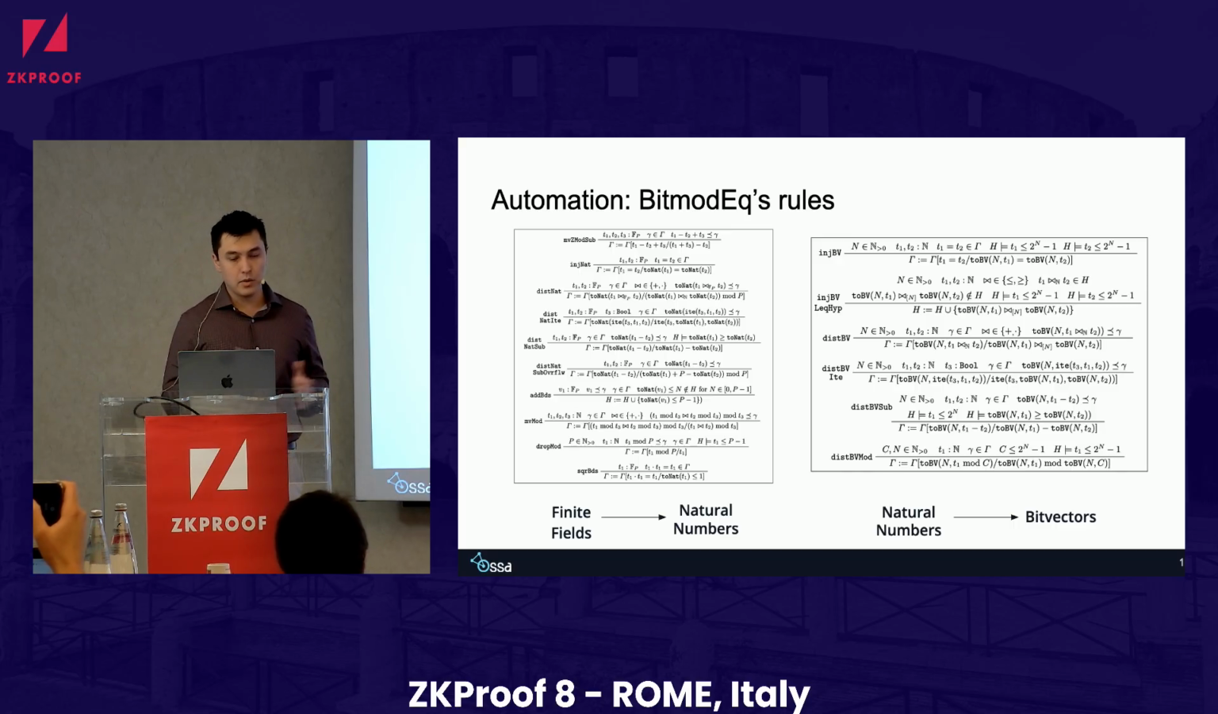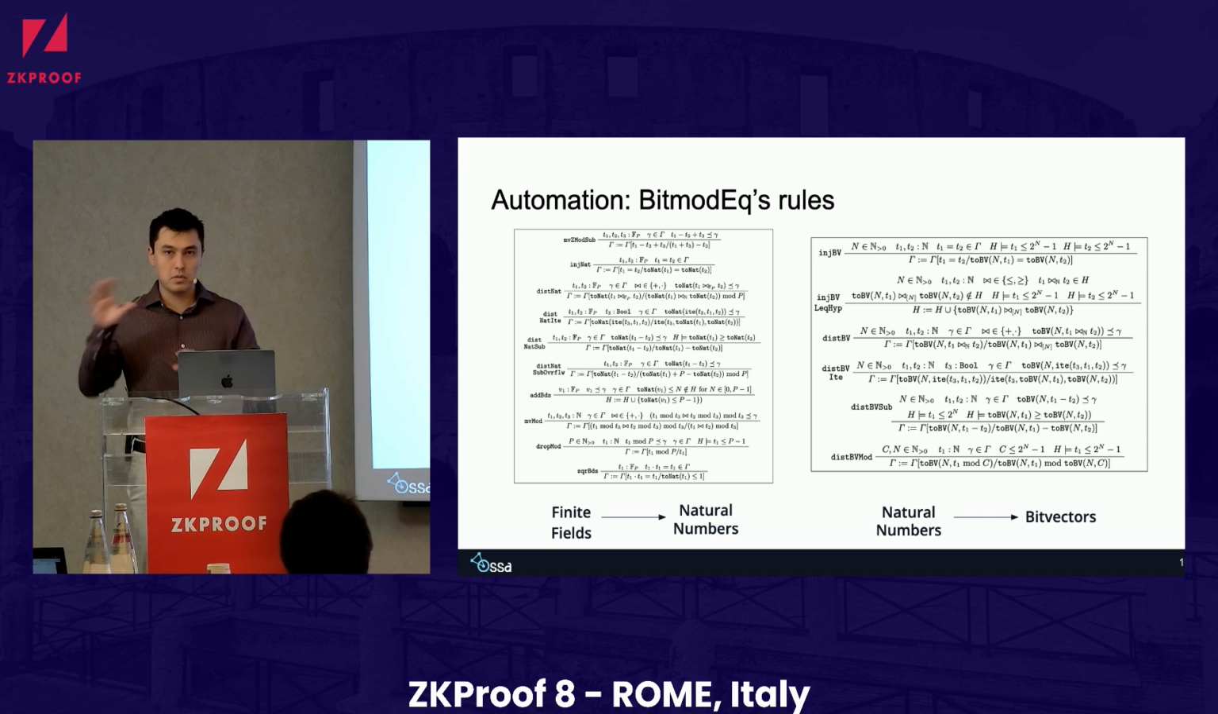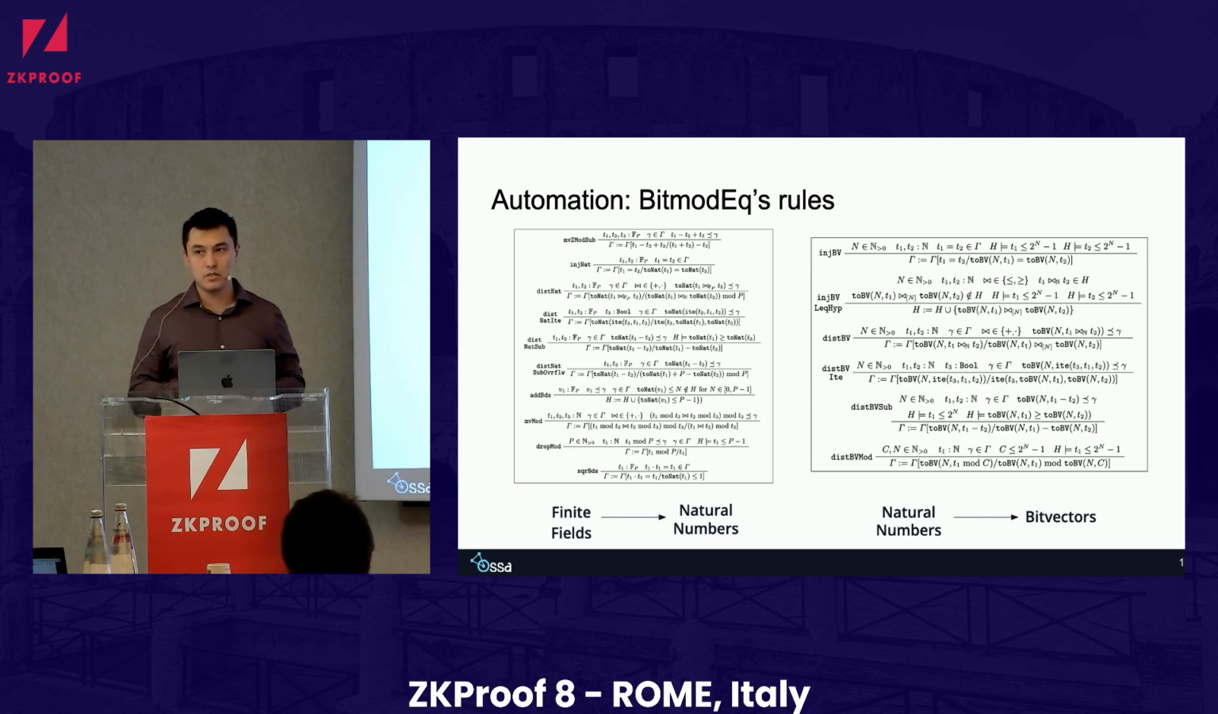Maybe to highlight one, if you look at disnat here, if you have 2 nat of an addition, you can split it up into 2 nat of the left plus 2 nat of the right, given that you add a modulus over the field. So, yep.